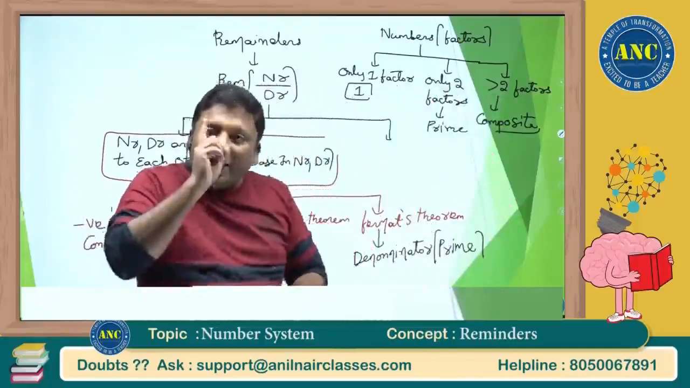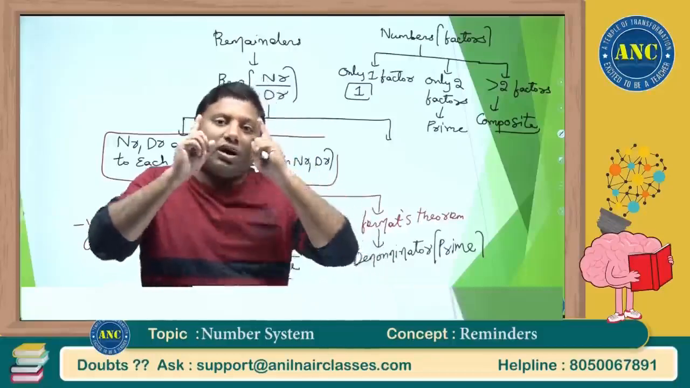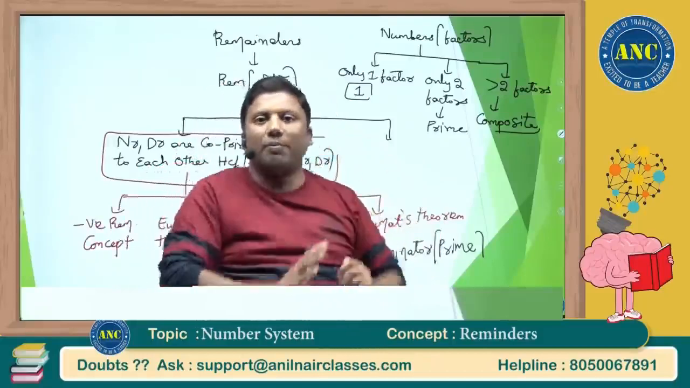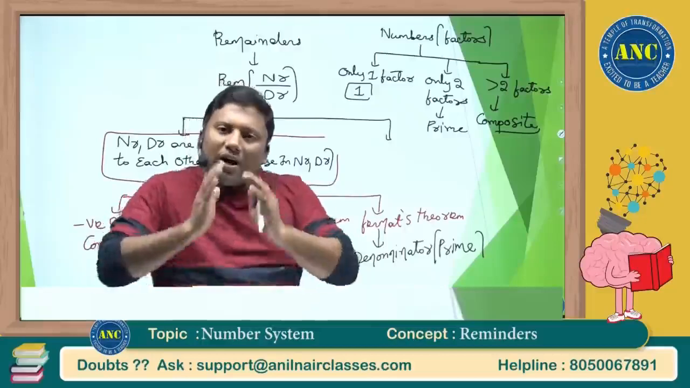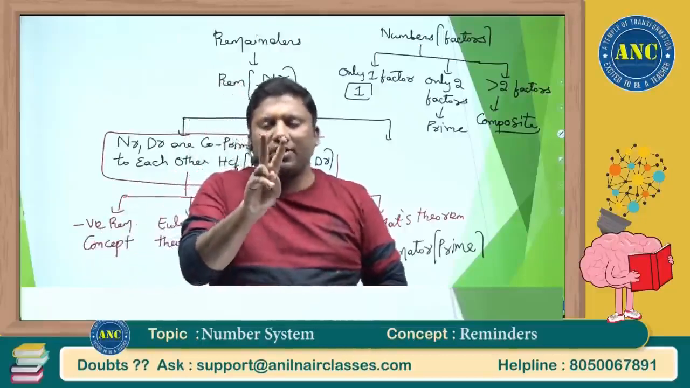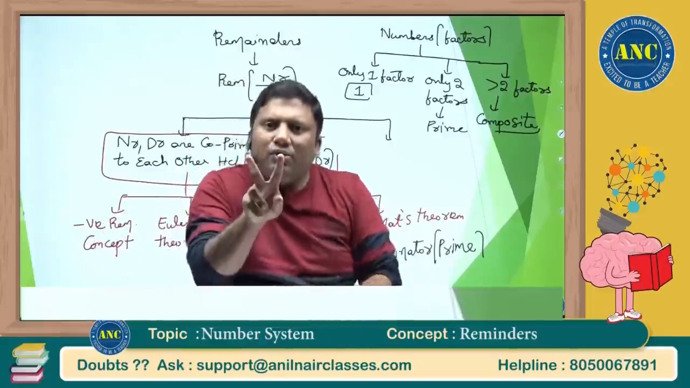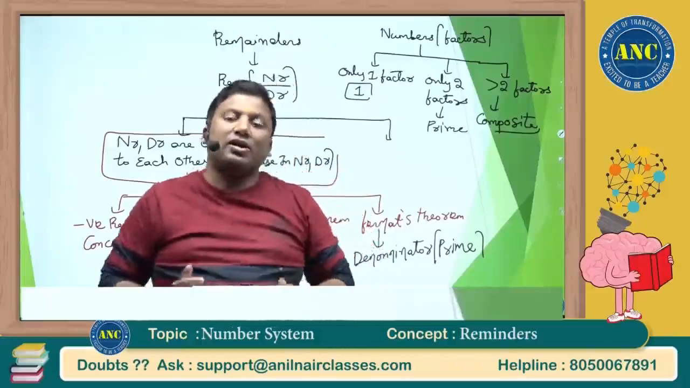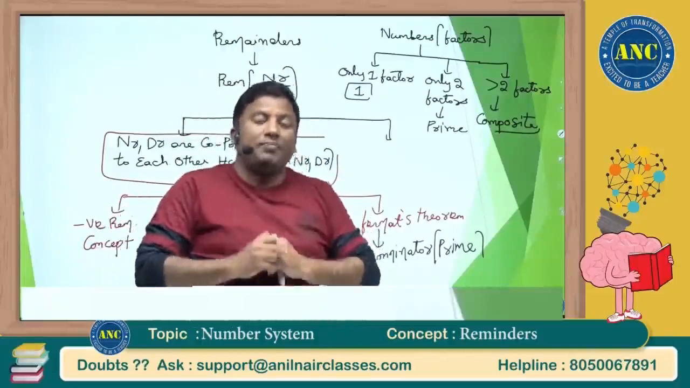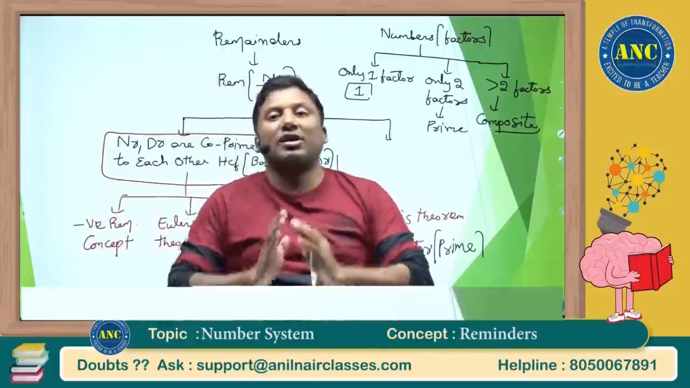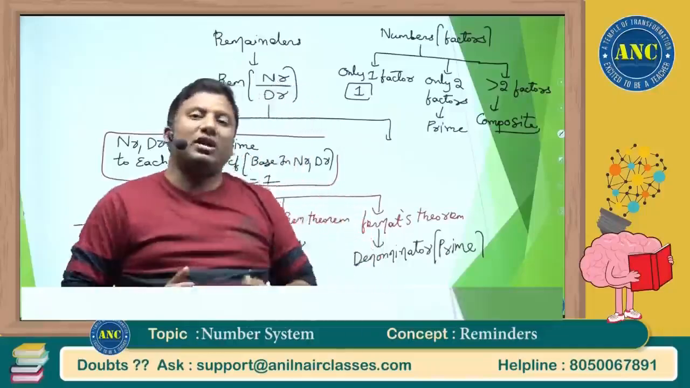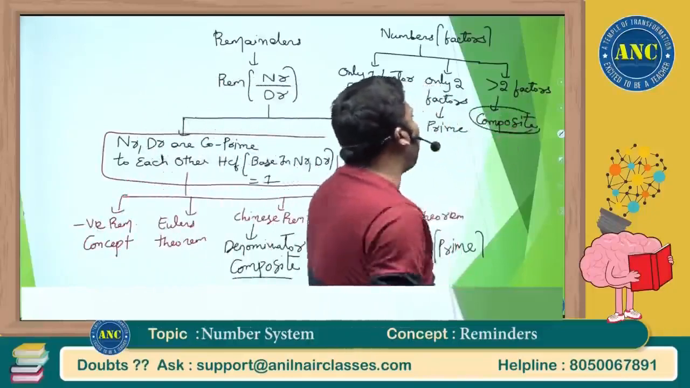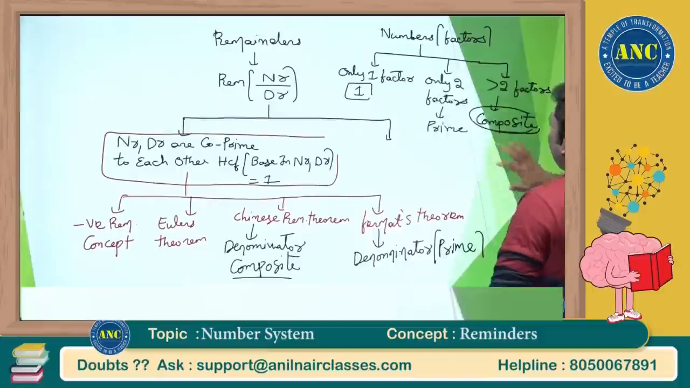A number which has exactly one factor is called 1. 1 is a factor for every number. Numbers which have exactly two factors, that is 1 and itself, are called prime numbers. A composite number is a number which has more than two factors. Numbers which have exactly two factors are called prime numbers.